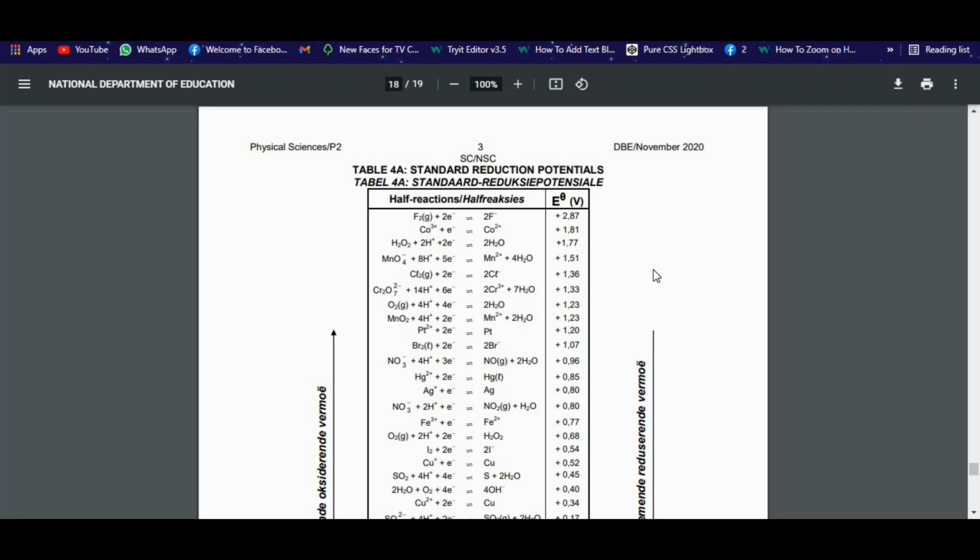Sorry, what? Can you repeat that, Abdulrahman? What did you say? What's the difference between table 4A and table 4B? Okay, what's the difference between table 4A and table 4B?